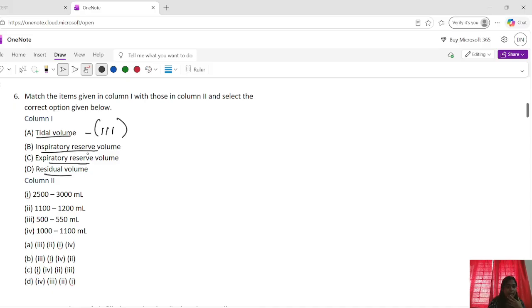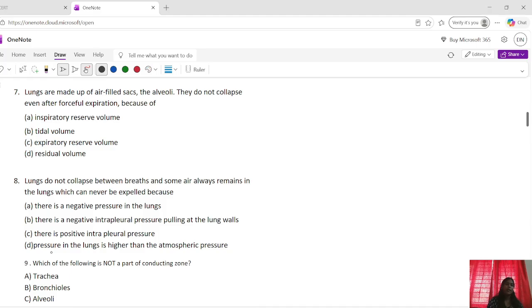Now, inspiratory reserve volume. What is the value of inspiratory reserve volume? That is 2500 to 3000 ml. So, first option is gone. 1 and 3 is gone. Now, check the options. There are two options with 3 in the first question, only one option with 1 in the second question. So 6B is the answer. Okay, now let's move on to the next question.